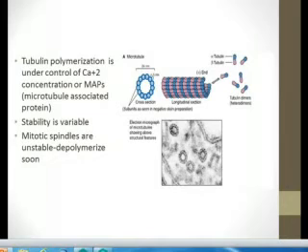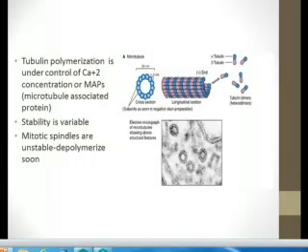Now, how are they being polymerized? Once again, they polymerize in the same way, with polymerization at the positive end and depolymerization along the negative side.